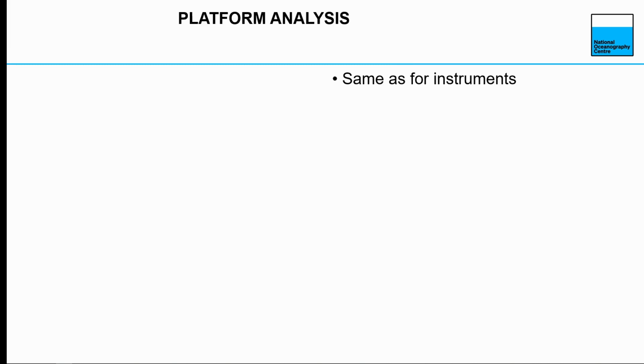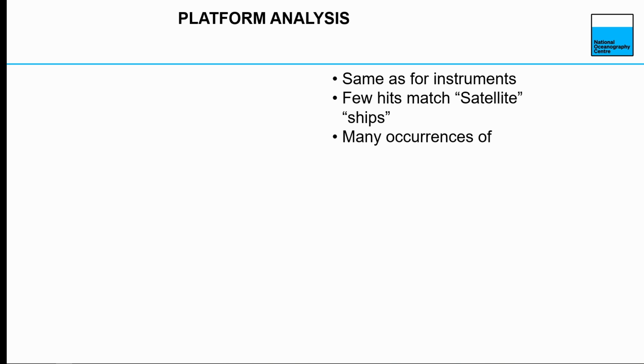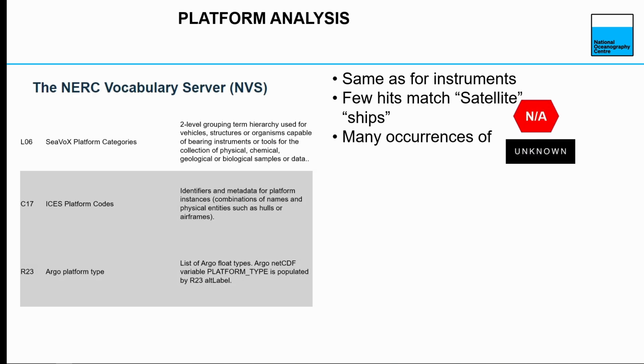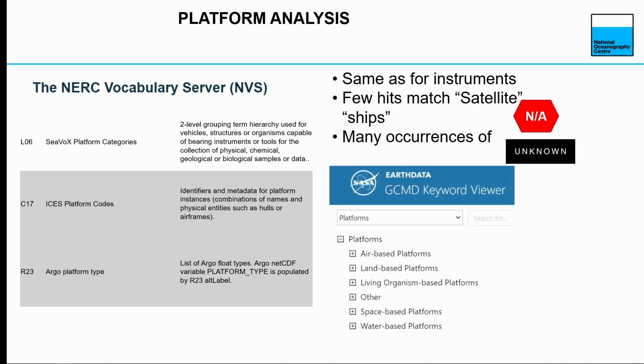Then on the platforms, the analysis was pretty much the same as instruments, not really well filled in. A lot of hits were matching satellite and ships. Many occurrences, of course, of not applicable and unknown. And then most of the matches were coming from the NERC vocabulary server and the 3 vocabularies shown up here, and the GCMD platforms vocabulary.